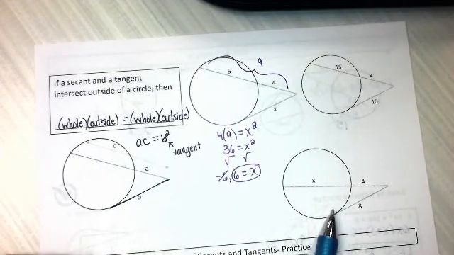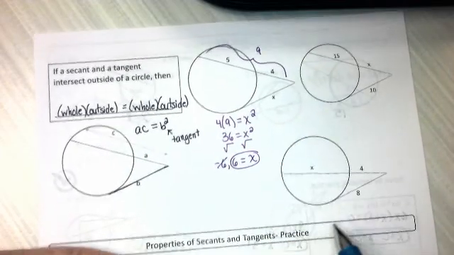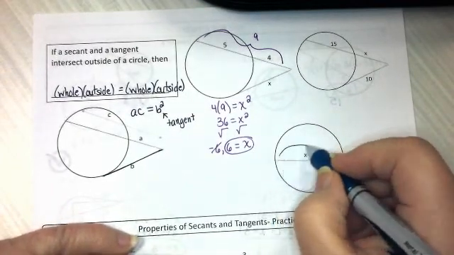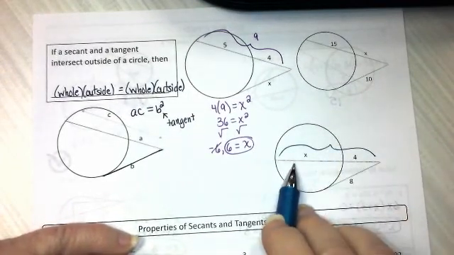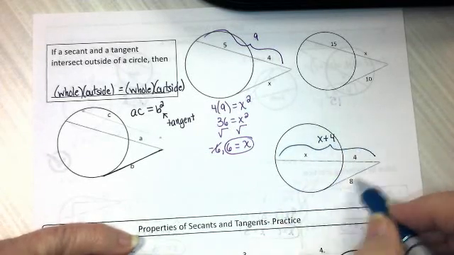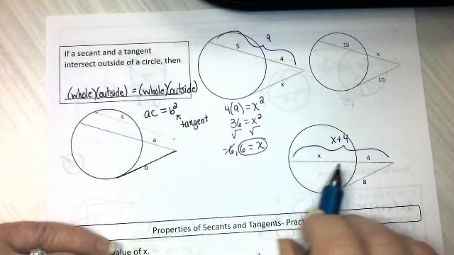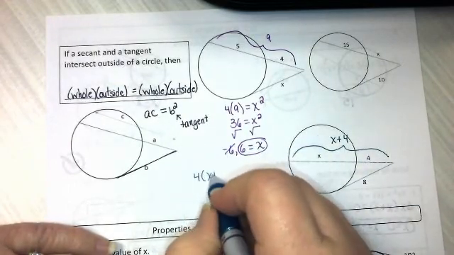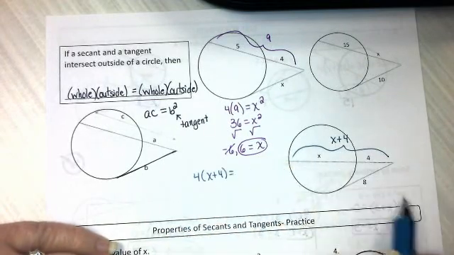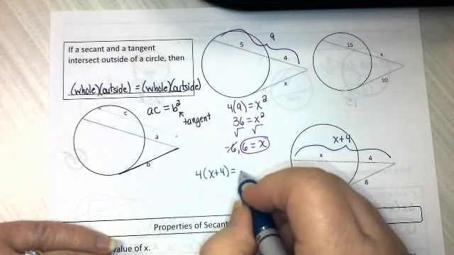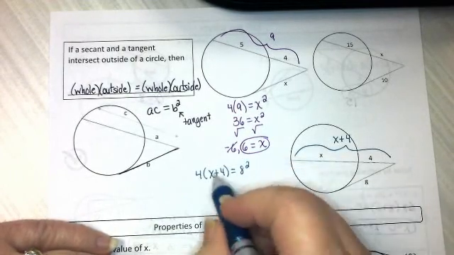Alrighty, let's do this one and then we'll go back to the top one. So take a look at this one on the bottom. We again have our whole segment, which is x plus 4, and then we have our tangent line. So we're going to say the whole segment times the outside piece, 4 times x plus 4, and since my tangent is my outside piece, I do x squared.